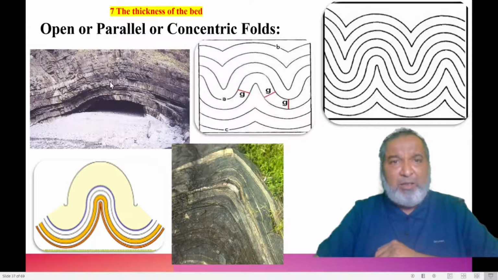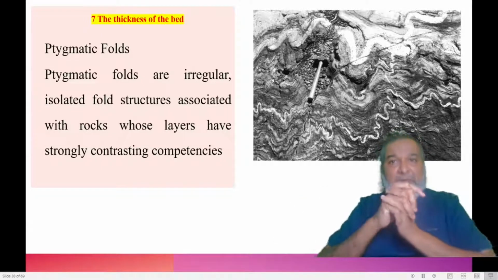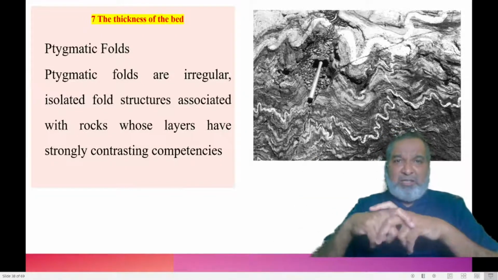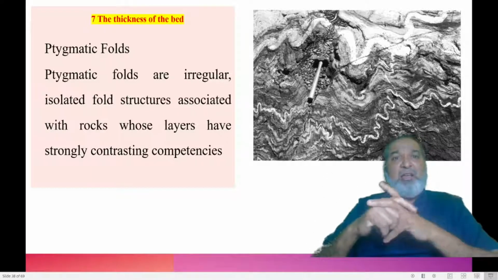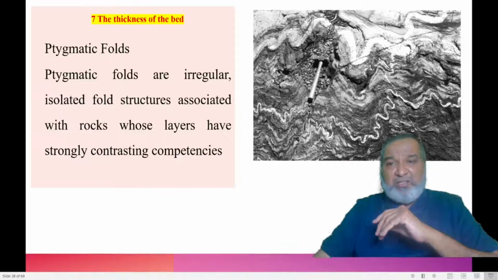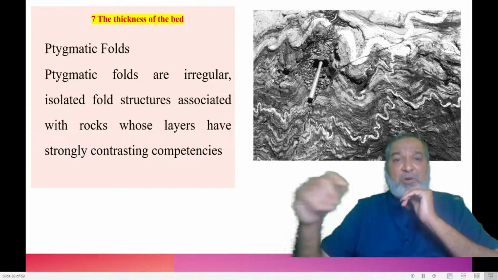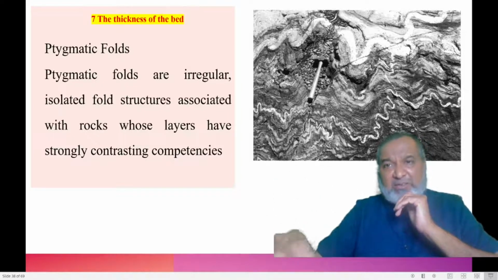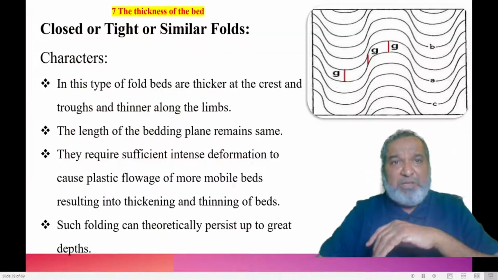Yes, you can see the open type of fold diagram. You can see the same diagram, the enlargement of the same fold. So here the same one, stigmatic folding. Normally you are going to get this type of folding in metamorphic rocks. Stigmatic folds are irregular, isolated fold structures associated with rocks whose layers have strongly contrasting competencies. Yes, there will be different competencies, and you are going to see stigmatic folding.